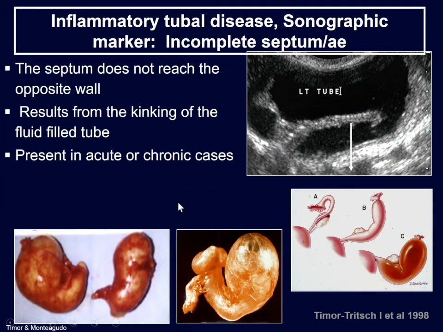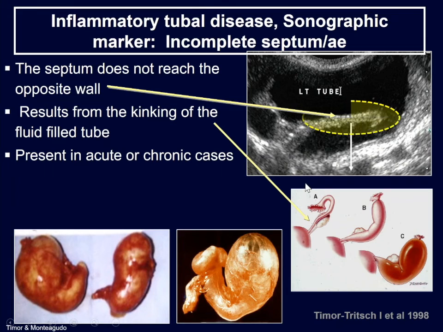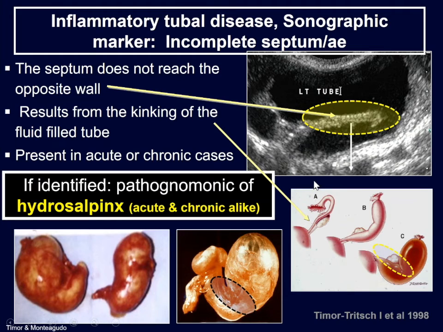The incomplete septum is a pathognomonic feature. The septum does not reach the opposite wall, as you can see here. It results from the kinking of the fluid-filled tube. They present in acute as well as chronic cases, so they don't discriminate between acute and chronic. And they are pretty pathognomonic for the diagnosis of hydrosalpinx.